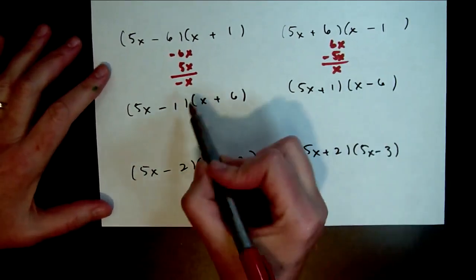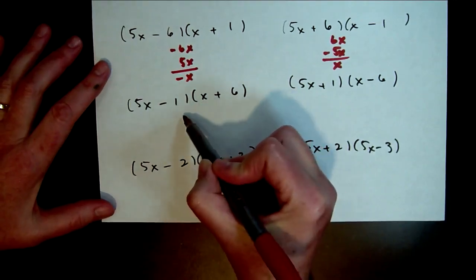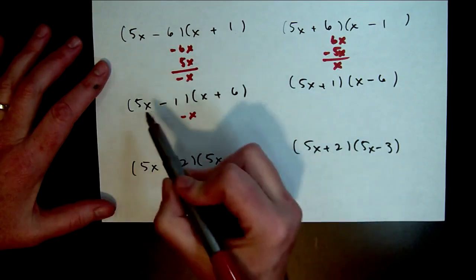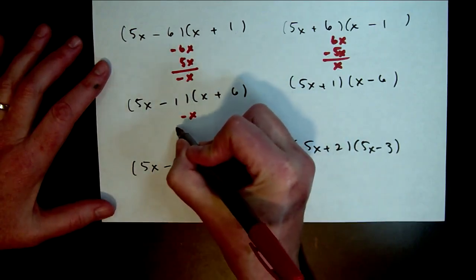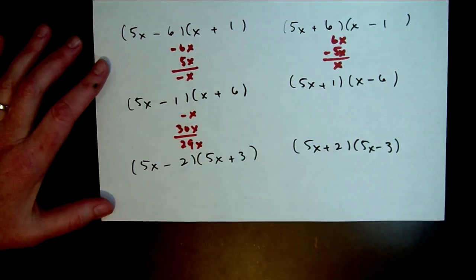Let's go on to the next line. If I were to FOIL this out, what would I get for the middle term? Well, the inner terms are going to multiply to give me a minus x. The outer terms are going to multiply to give me a 30x. Those are going to combine to give me a 29x, which is not what I want.